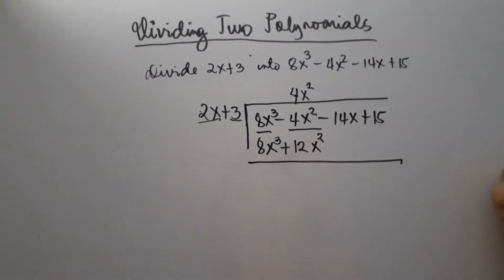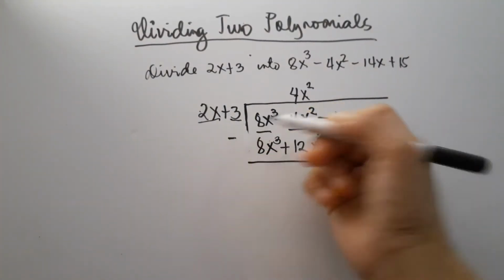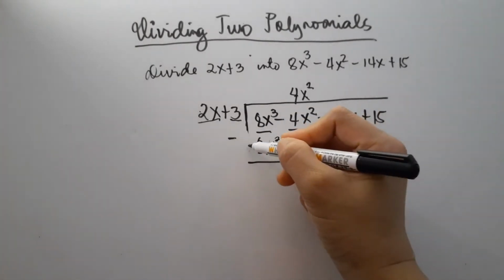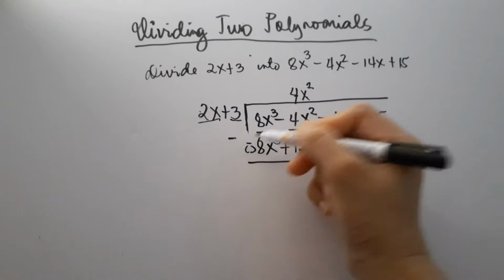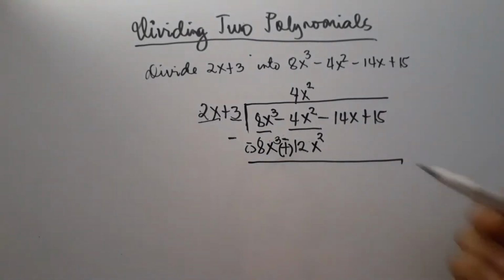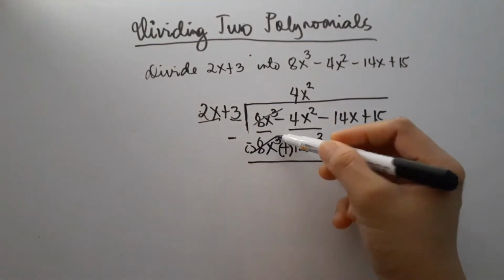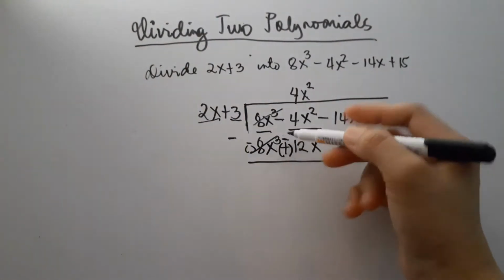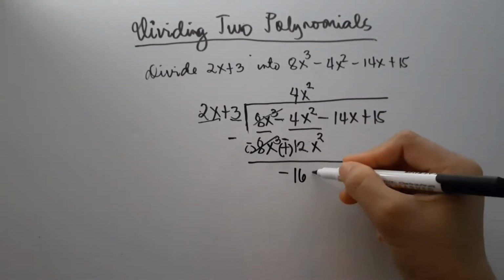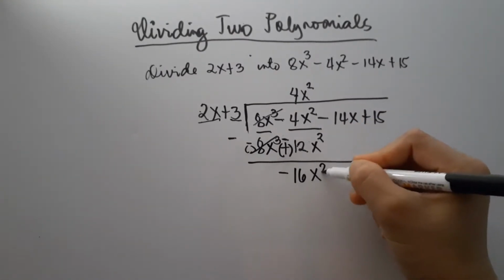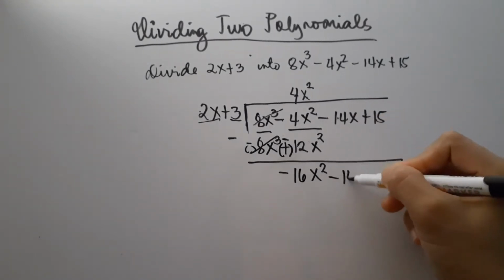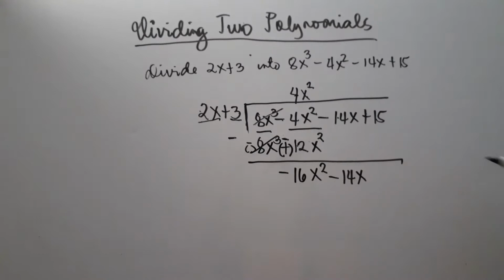Remember the rules on subtraction. We change all the signs in the second row of the polynomial into the opposite sign. So cancel out 8x cubed. Then since negative plus negative becomes negative, 12 plus 4 becomes 16x squared. Then negative 4, bring down negative 14x.